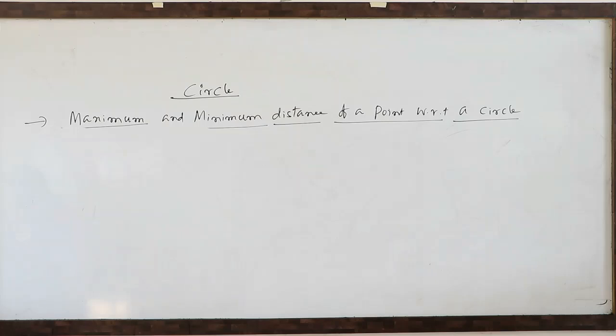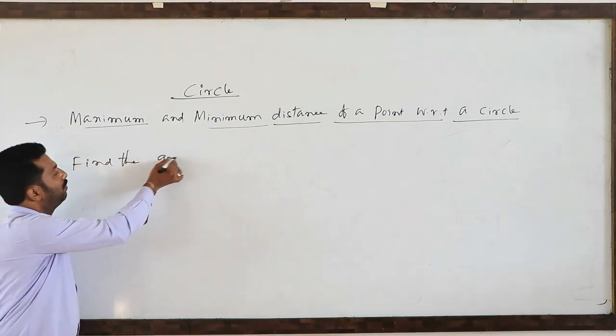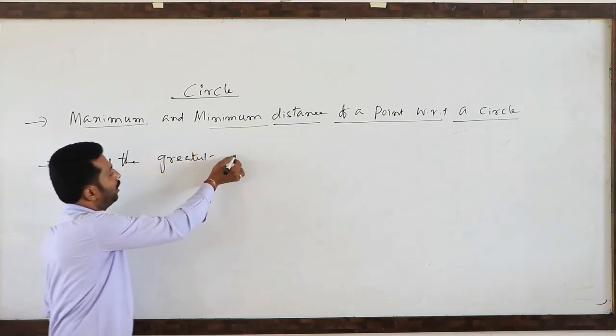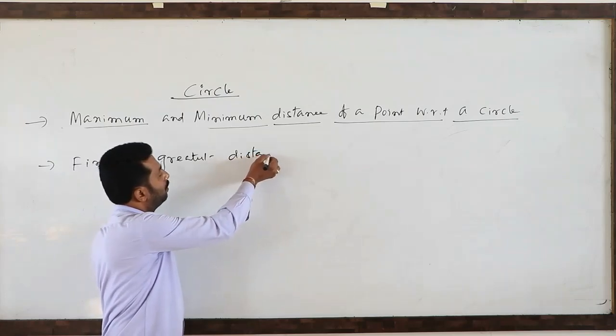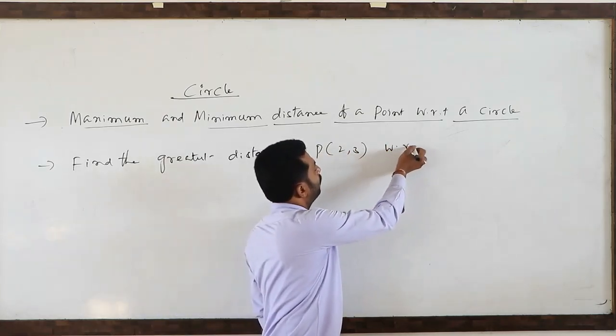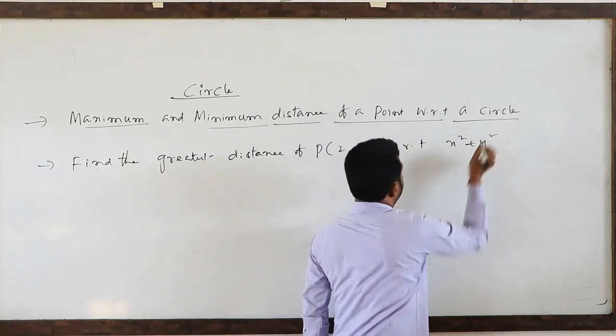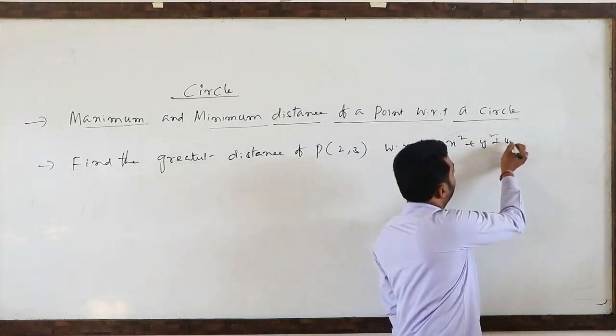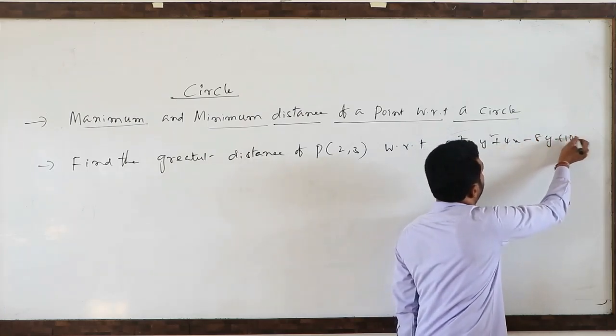We'll see if there is any problem. We'll solve one problem. Find the greatest distance of P(2, 3) with respect to the circle x squared plus y squared plus 4x minus 8y plus 10 equals 0.